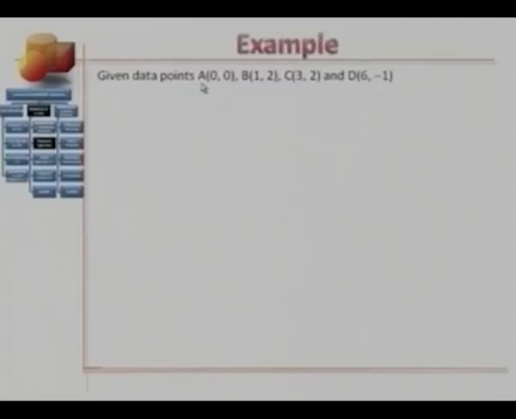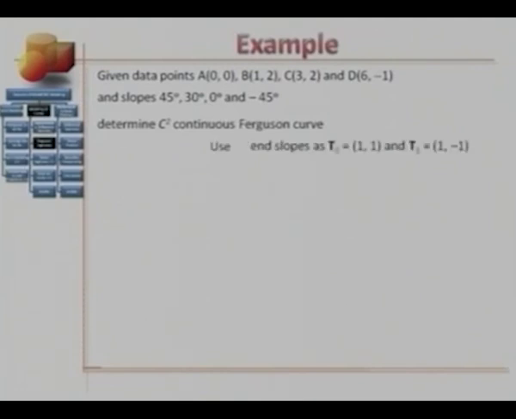For example, we have data points A with coordinates 0, 0, B with 1, 2, C with 3, 2, and D with 6, minus 1. And let's say we have slopes respectively as 45 degrees, 30 degrees, 0 degrees, and minus 45 degrees. We need to determine the C2 continuous Ferguson curve. Let's use the free choices, the first and the last slopes, as 1, 1 and 1, minus 1. With that, we compute the intermediate slopes.